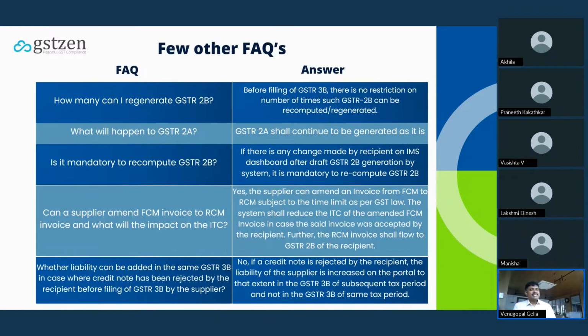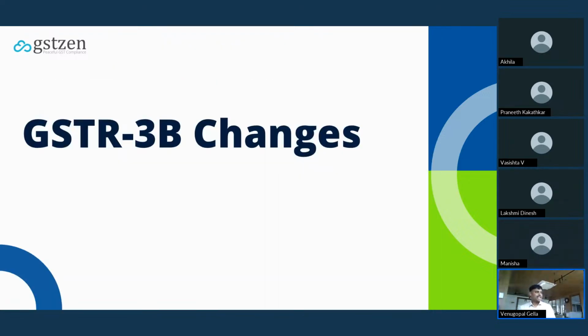Can a supplier change a forward charge invoice to reverse charge or vice versa? Yes, the supplier can always change. If the supplier marks FCM to RCM, the record will move out of the IMS dashboard. If RCM is moved to FCM, the record will enter the IMS dashboard. What would happen if, after filing, the next liability is adjusted automatically? Can the liability be added in the same GSTR-3B if a credit note is rejected? No, it will be added in the subsequent month's tax period.